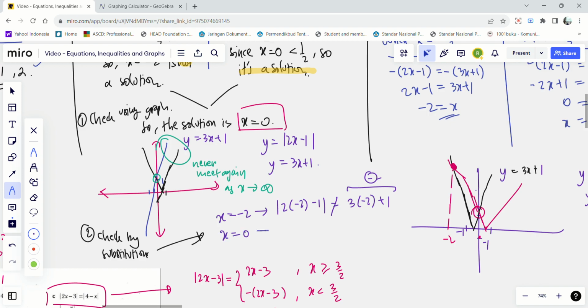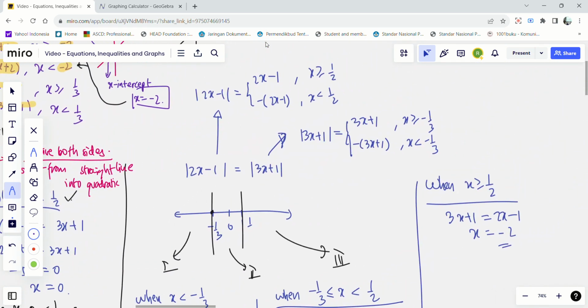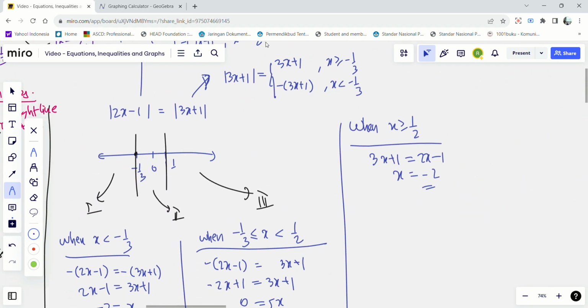And when x equals 0, you plug in also 2 times 0 minus 1, and then here, 3 times 0 plus 1. And you see they're the same, so it's good. But the other one is no good. That's how you check. Okay, so let's now move on to the last part, modulus 2x minus 1, the type 3.